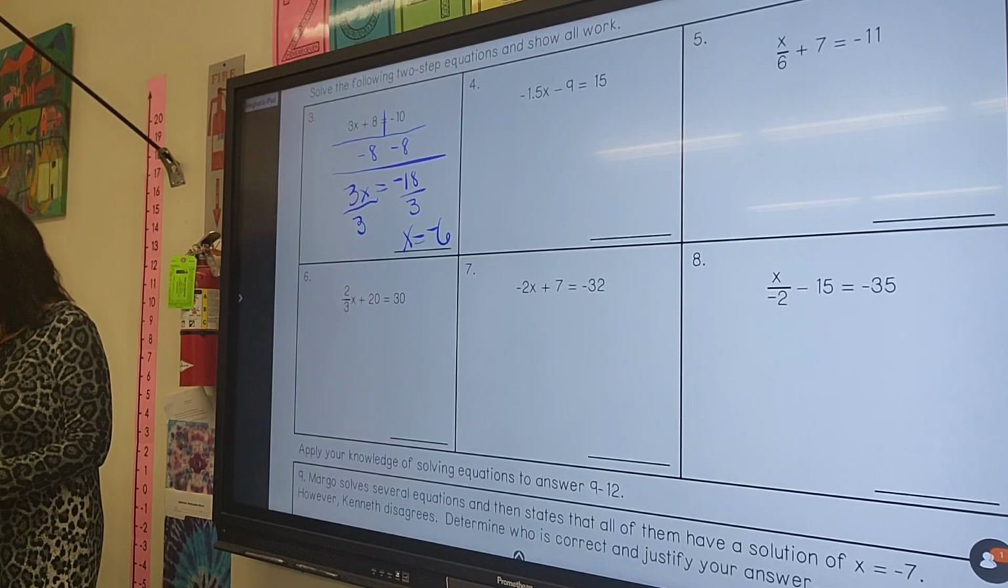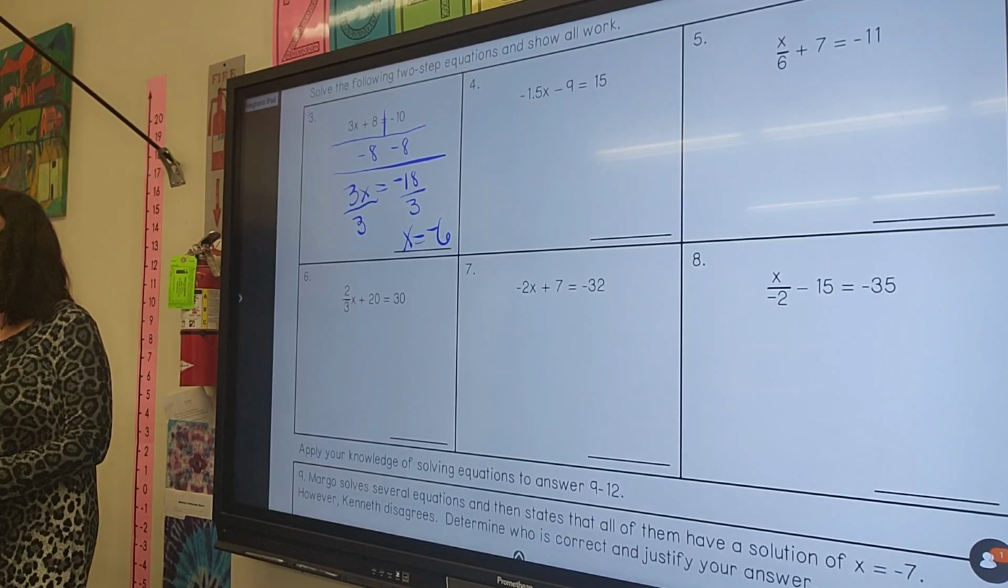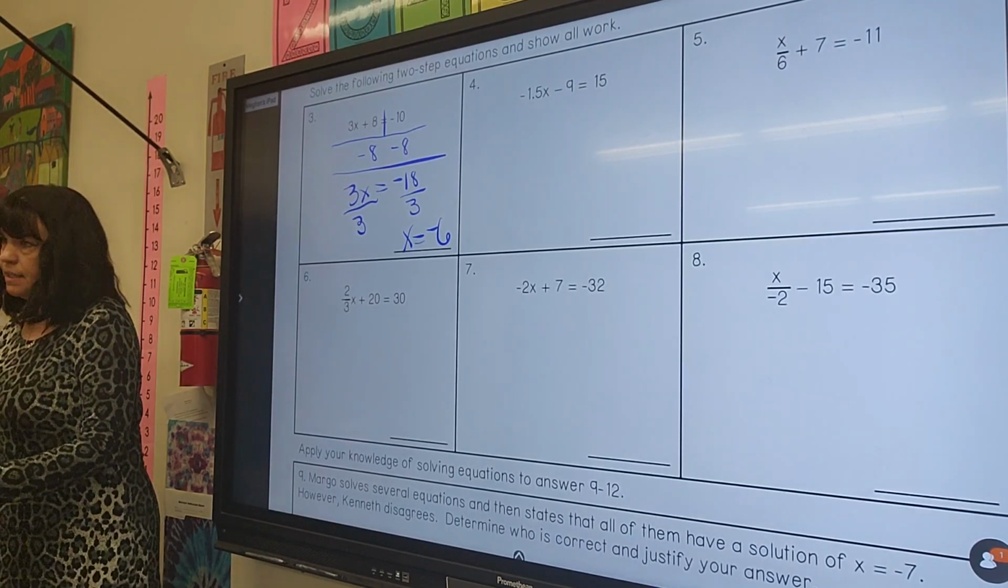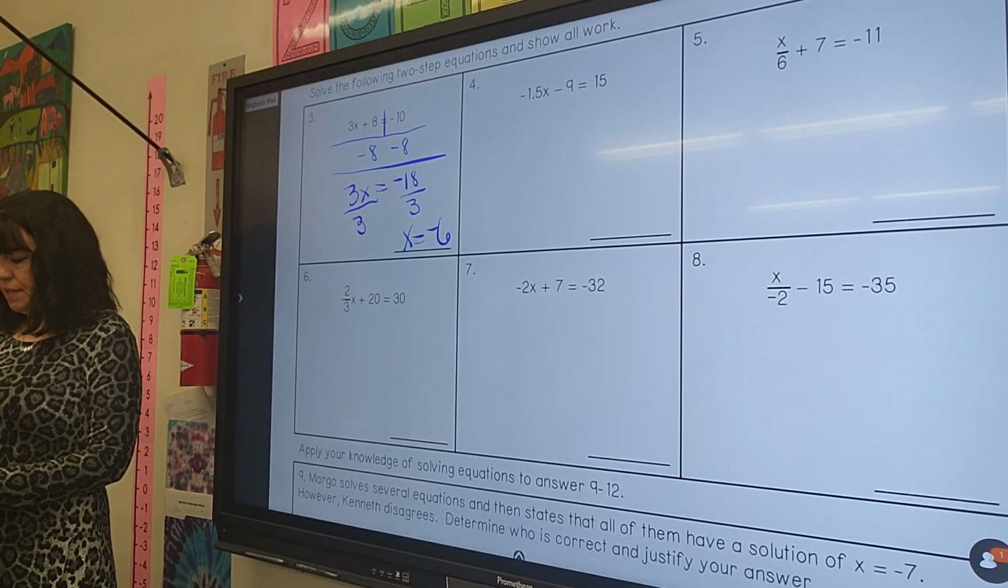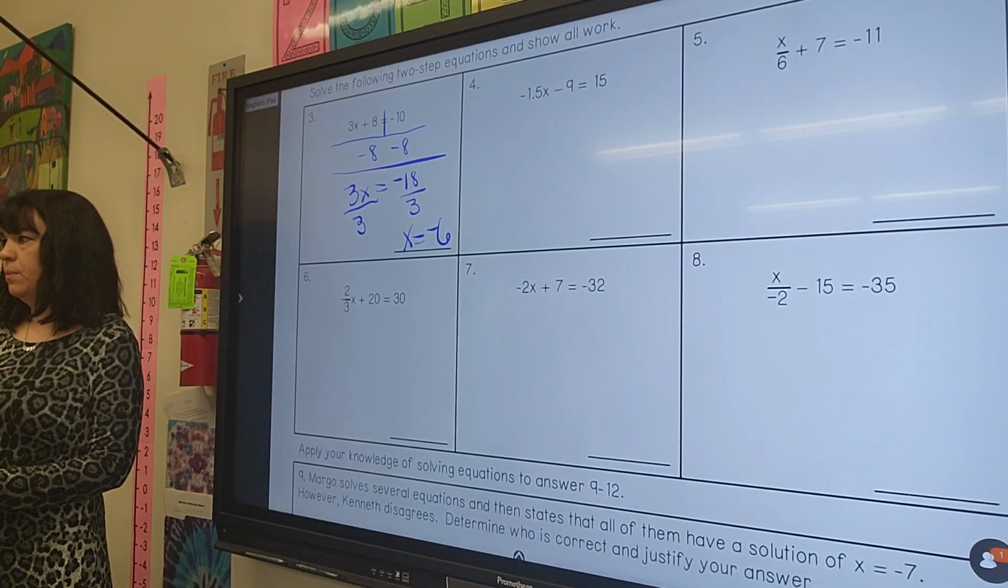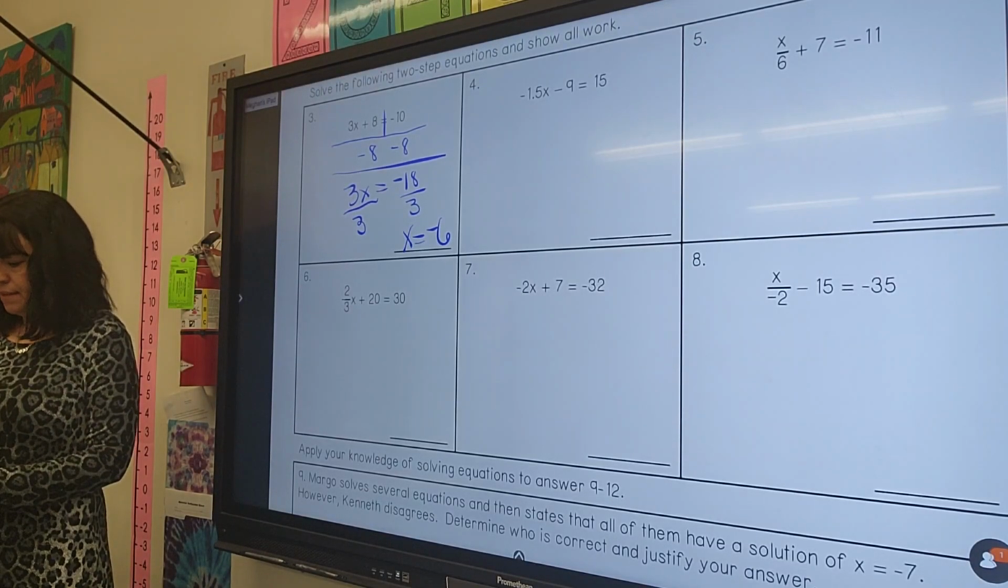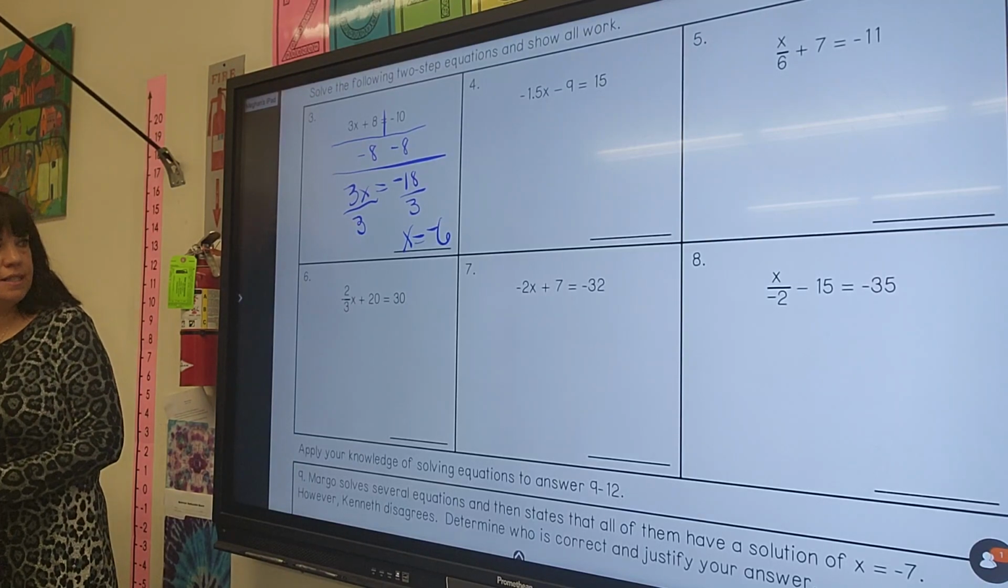Let's try number 5, or let's try number 6. That one has a fraction. So let's do number 6, and then we will go over that one, because we did do some fractions yesterday.